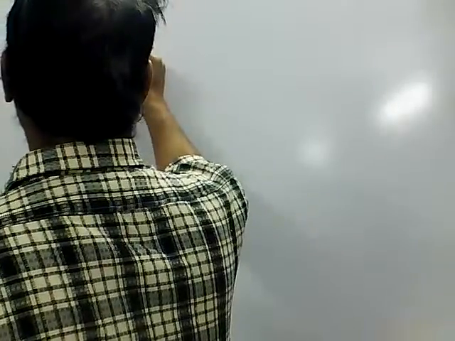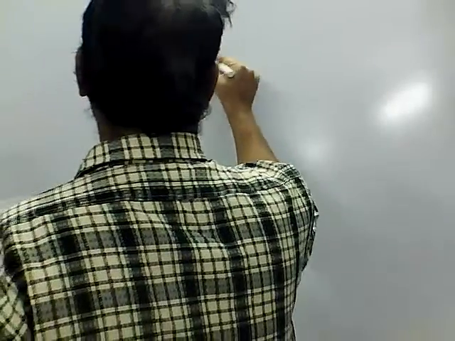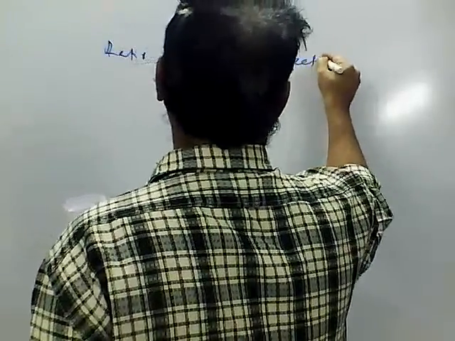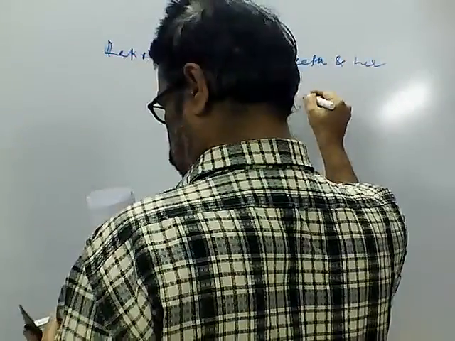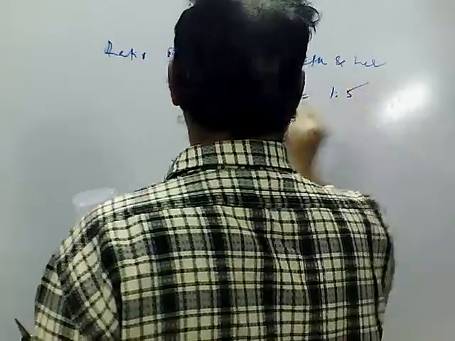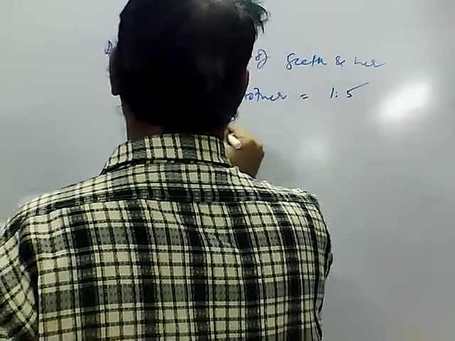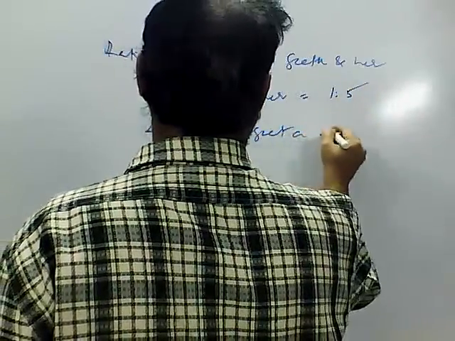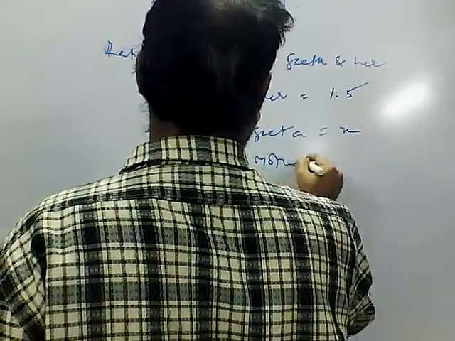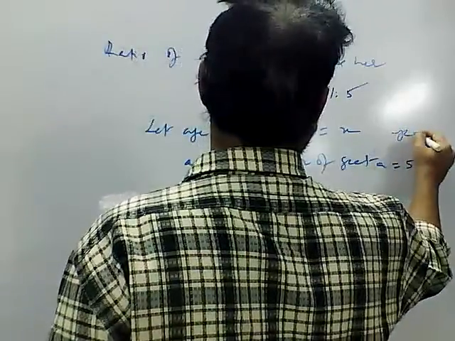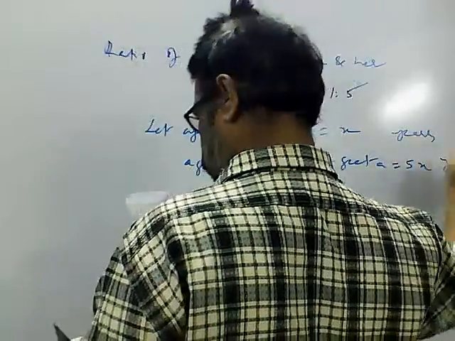The ratio of ages of Geeta and her mother is equal to 1:5. So let the age of Geeta be equal to x and the age of Geeta's mother be 5x.